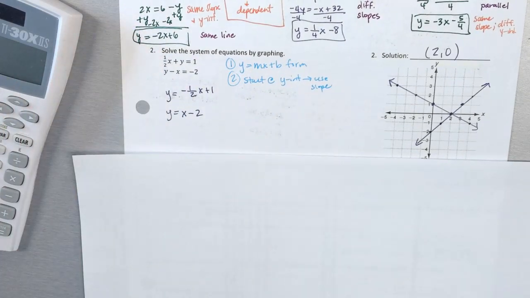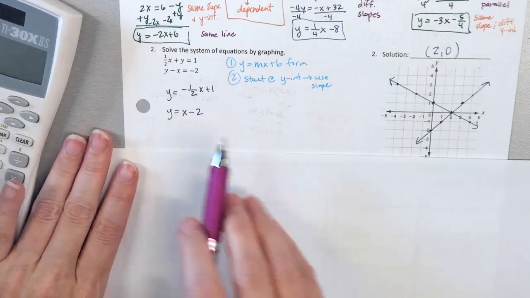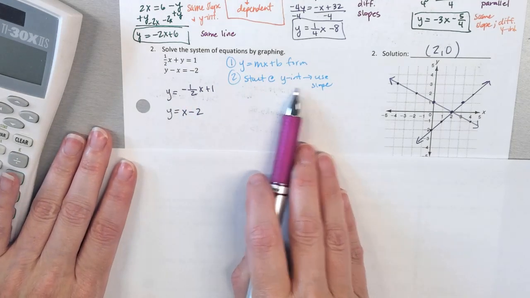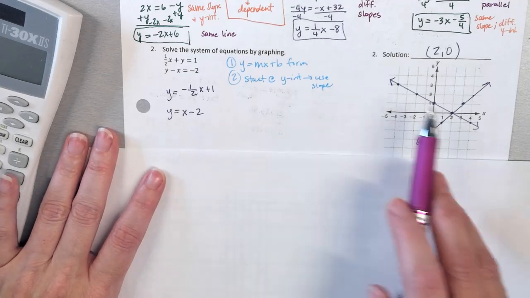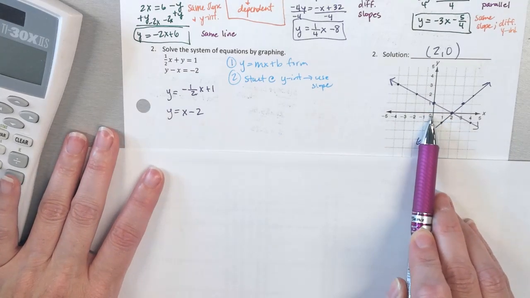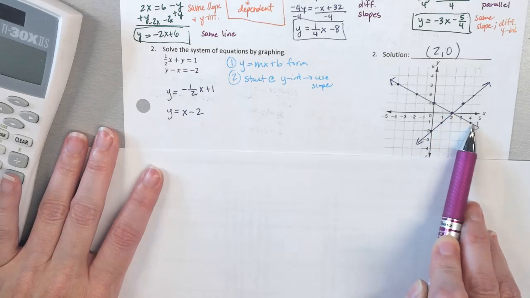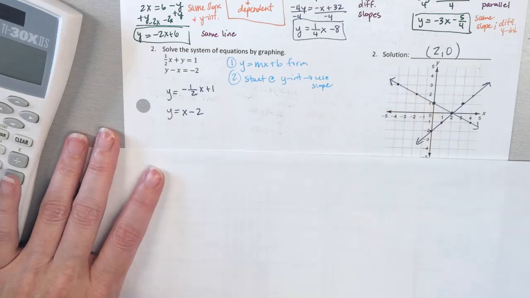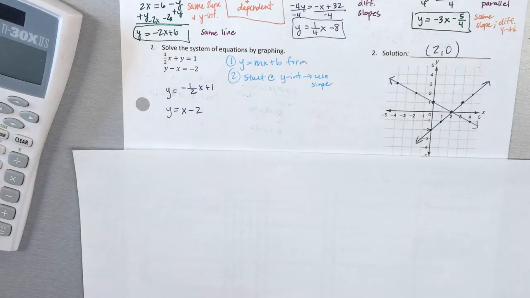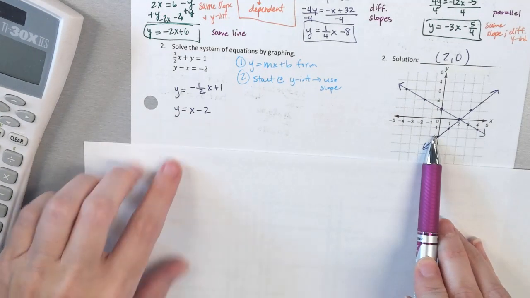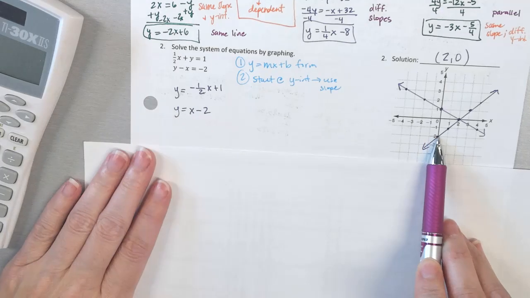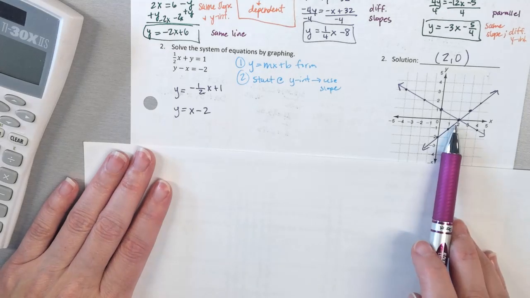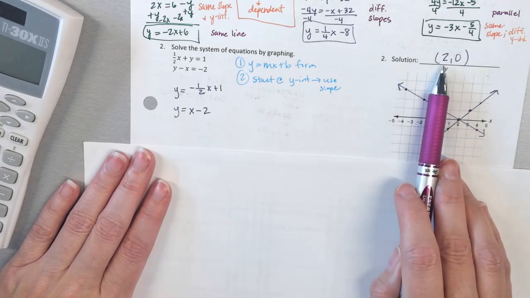All right, and then 2, you're going to solve by graphing. So again, you want those in y equals mx plus b form. Then you start at the y-intercept and you use your slope. So you start at 1, you go down 1, right 2. Down 1, right 2. And then you can go up 1, over 2, up 1, left 2. Okay, and then for this one, you start at negative 2. And then the slope is 1. So you just go up 1, over 1, up 1, over 1. Wherever they intersect, that is your solution.